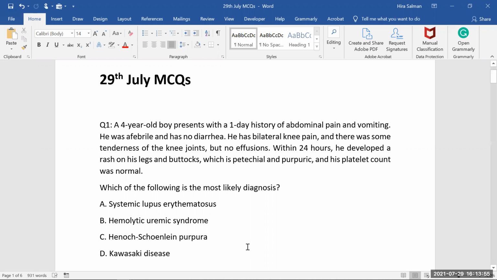Then we have Kawasaki disease. Kawasaki disease is one of the kinds of vasculitis, but it's again an autoimmune disease. So you cannot diagnose this as a case of Kawasaki on the basis of presentation only. Based on the symptoms, where all the lab investigations are normal, only because of the presentation, you will go for Henoch-Schönlein purpura.